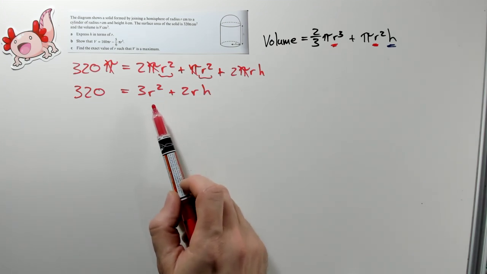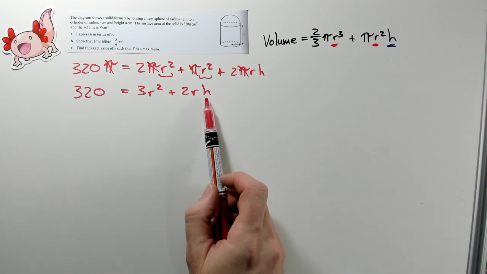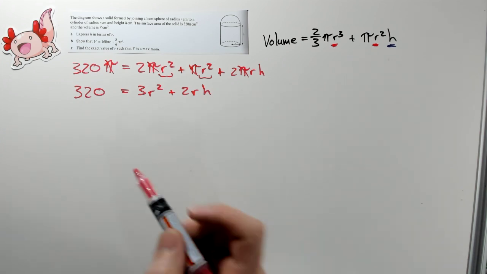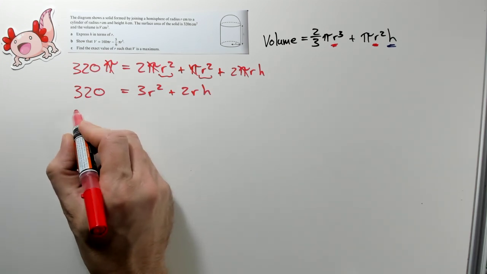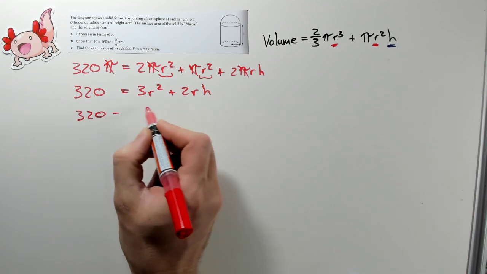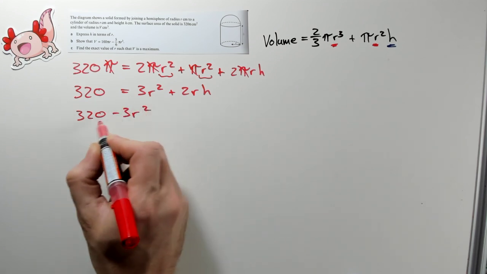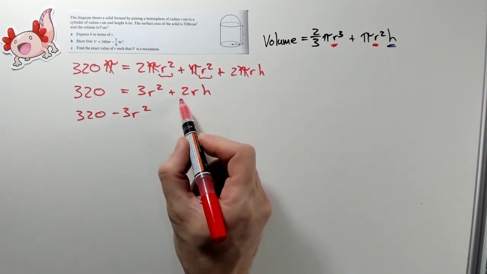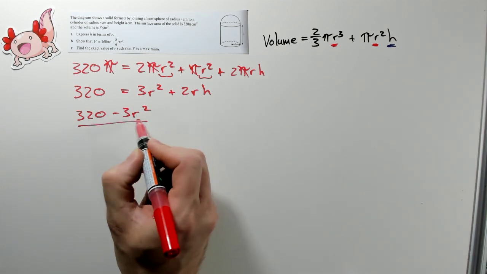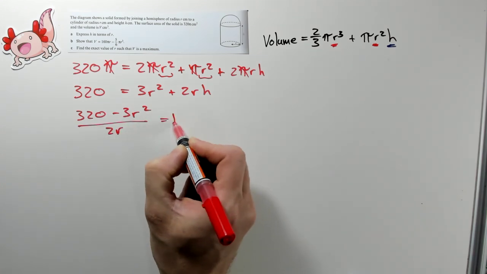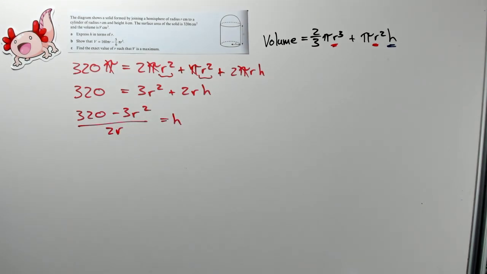So I'm not really sure if I want to go that route. So I'd probably go the h route because there's only one term with h in here. So all the other terms go to the other side. So, subtract 3r cubed on both sides, and basically I'm going to divide by 2r. And I'm left with h. Okay, so that was pretty simple.